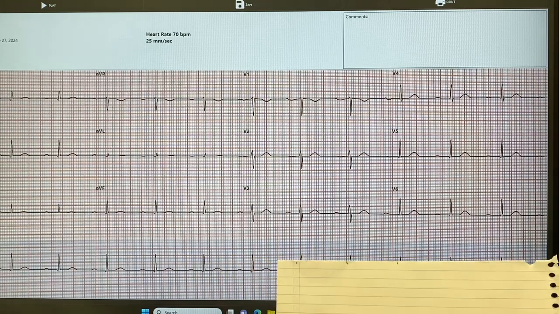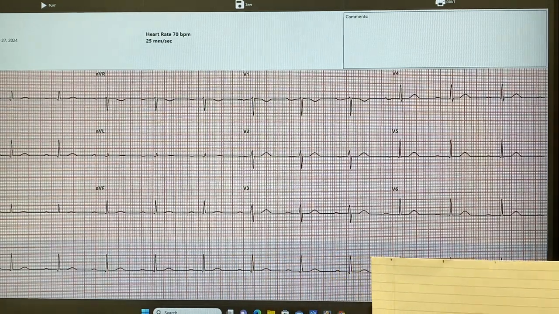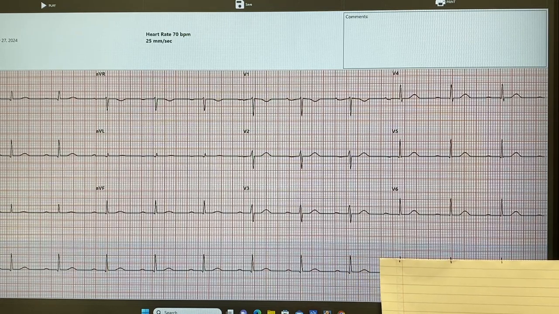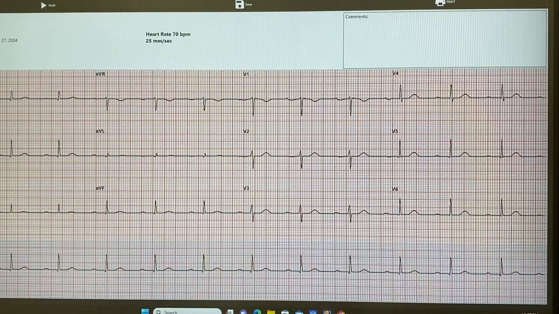But that's why I teach the method, because I don't want you guys to just memorize how it looks and then get it wrong because you didn't analyze it, right? So is it regular? Regular rhythm means we can just measure one R to R distance, and then the rate will be true for all of them. So 1, 2, 3, 4.